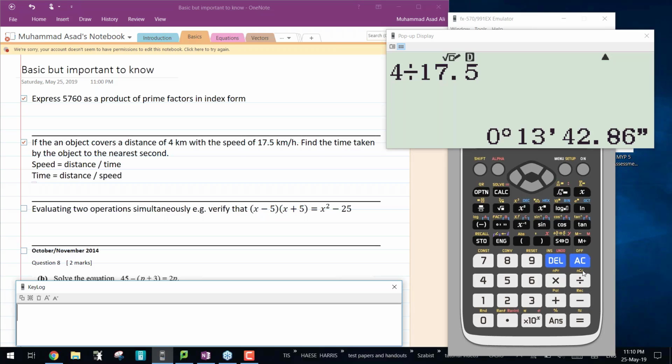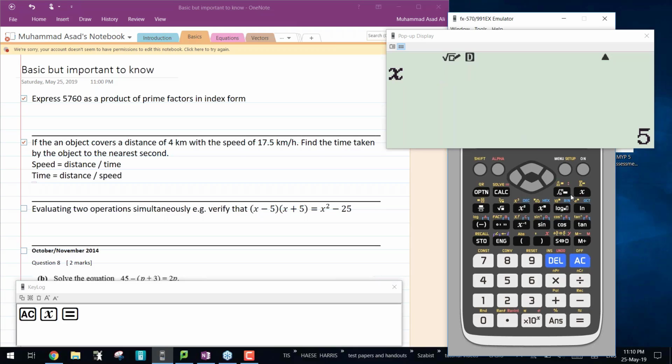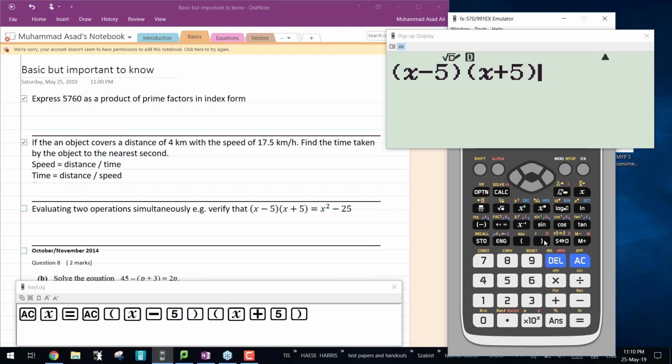So first of all, we should see what is the value stored in x. In this model there is a separate button x equals, so currently the value of x is 5. So whatever it is, we will press the option bracket x minus 5 bracket close and another bracket x plus 5 and then bracket close. And to press equal, you should press alpha and then this calculate button.